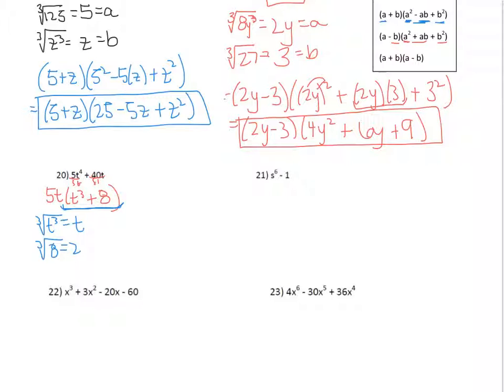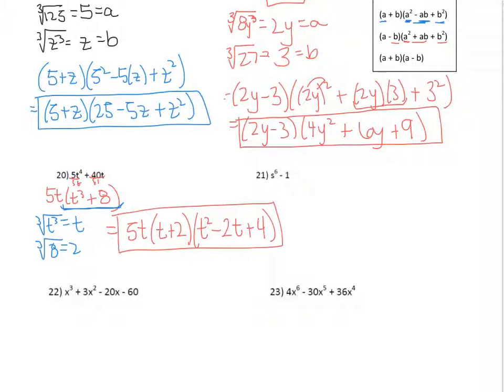Make sure though we include our GCF first. Then we use the sum of cubes. So it will be t plus 2 times t squared minus 2t plus 2 squared, or 4. Then that's our final answer.